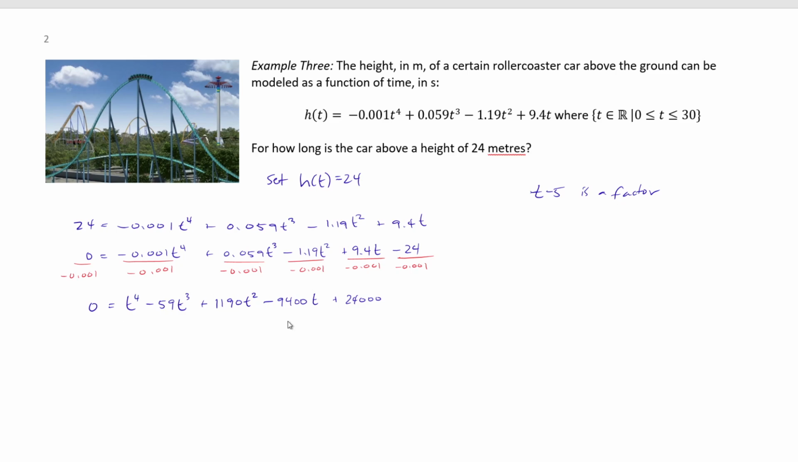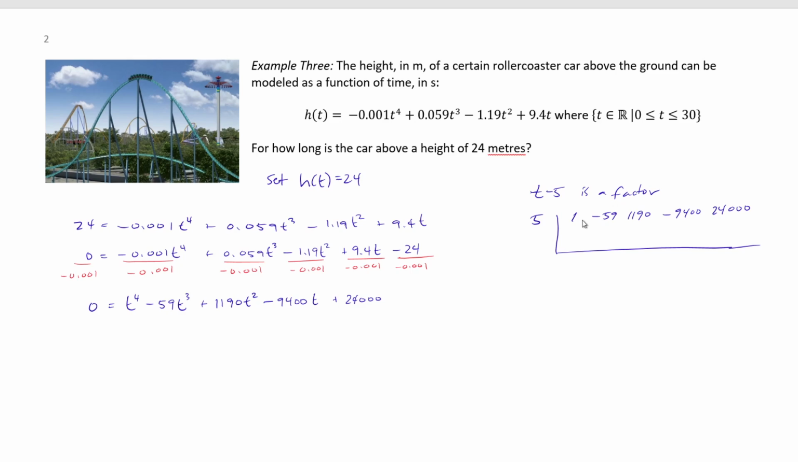Because when I set t equal to 5, this is equal to 0, right? That's just through a little bit of guess and test, inserting a bunch of values and finding when it is equal to 0. So that's my k value right there, 5, and then I set up my synthetic division. So I get 1, negative 59, 1,190, negative 24,000.